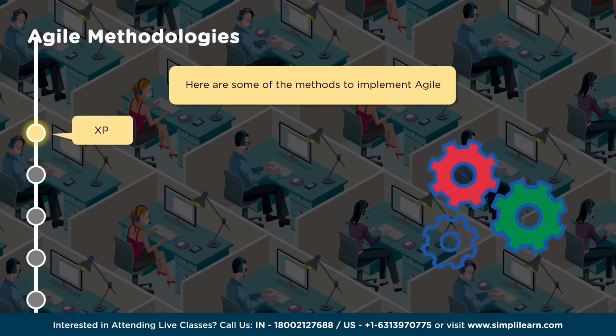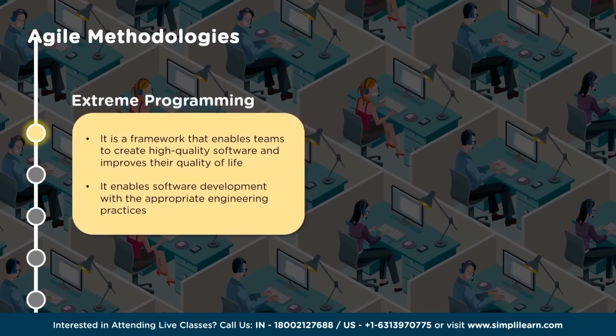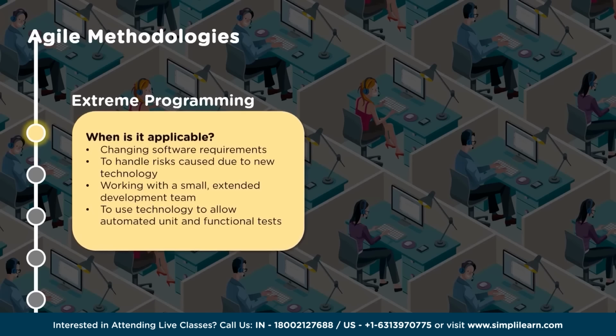The first one is XP, that is extreme programming. This is the framework that enables teams to create high quality software and improves their quality of life. It enables software development with appropriate engineering practices. And then, when is it applicable? It is applicable to scenarios where software requirements are changing, to handle risks caused by new technology, while working with a small extended development team, and to use technology that allows automated unit and functional tests. So that is about extreme programming.